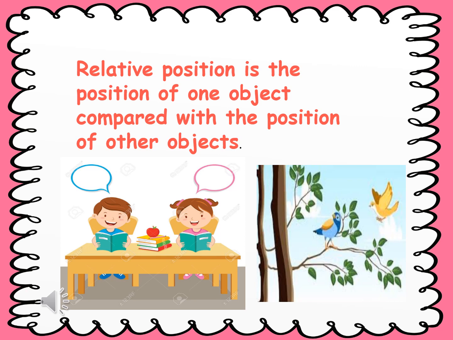Now look at the second picture. What is the position of the bird? Yes, you can compare the position of the bird with the position of the tree. The bird is on the branches of the tree. You're comparing two objects' positions here. This is called relative position. When you compare one object's position with another object's position, it is called relative position.